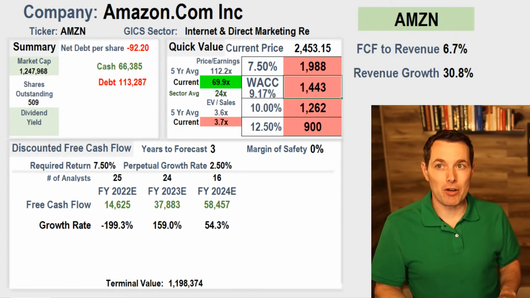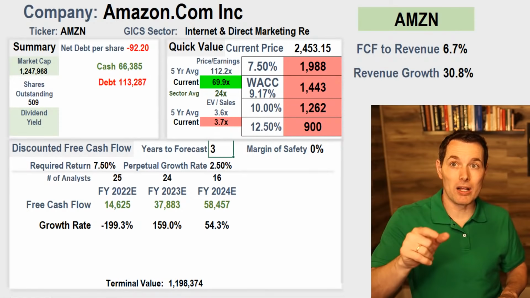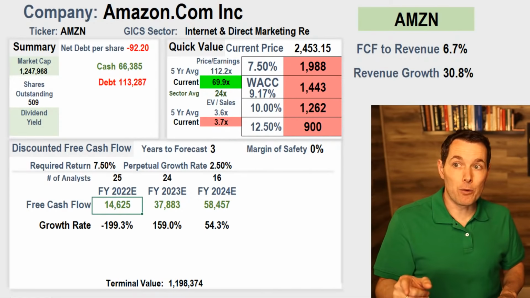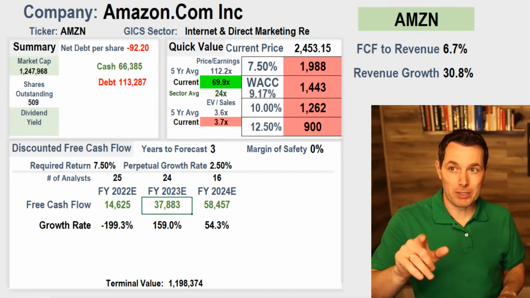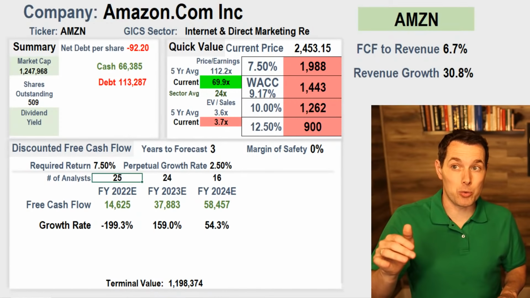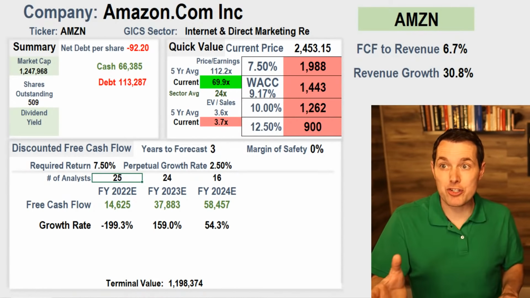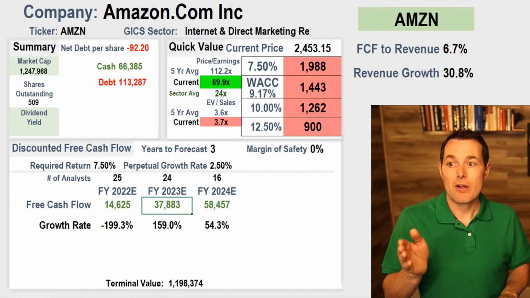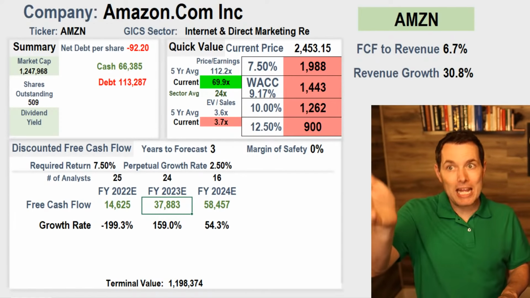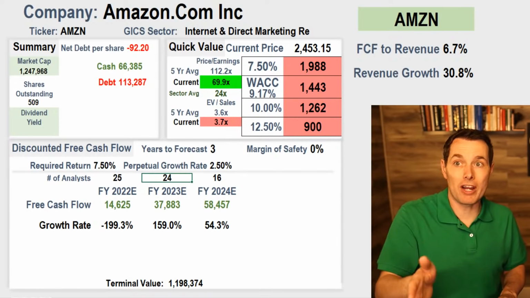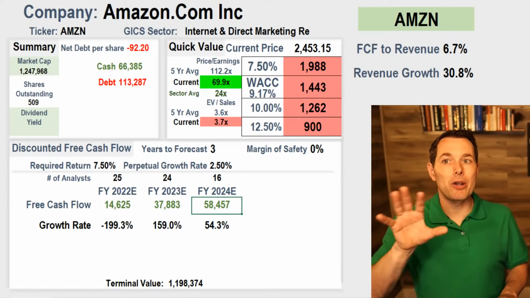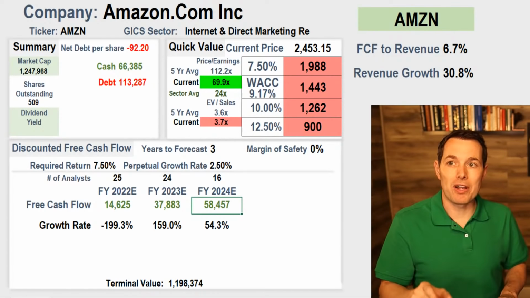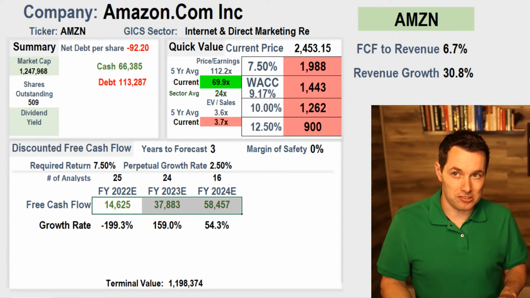Amazon, I would hesitate whether or not it works here all that well, because of 14 billion, 37 billion. This is free cash flow. There are 25 analysts. On average, they are expecting 14.5 billion in free cash flow in 2022, then 37.8 billion in 2023, 24 analysts. That's a ton of analysts. We don't have an issue with analysts. The issue with our numbers here is look at how fast that growth rate is.